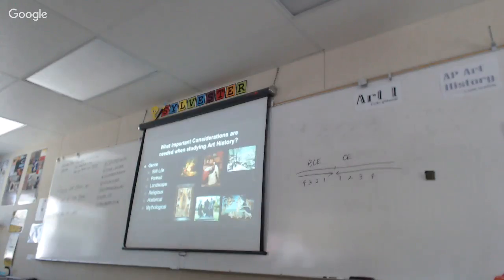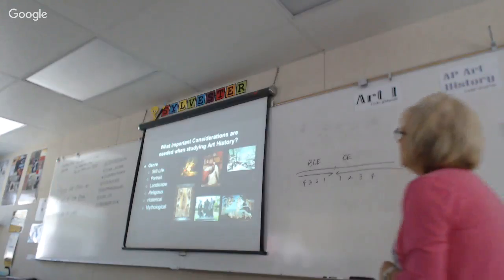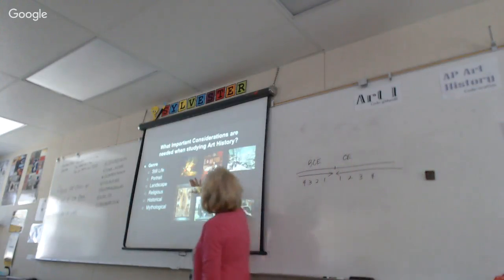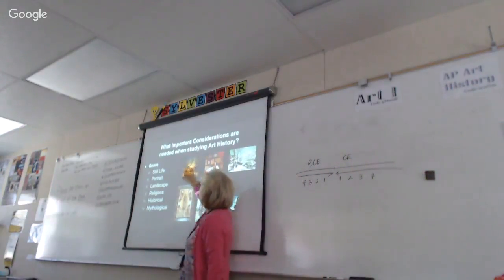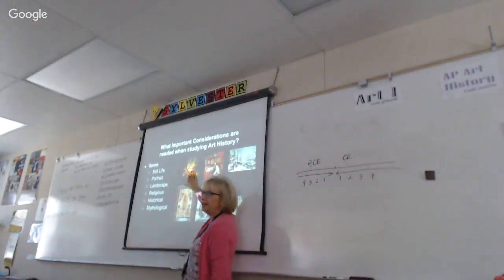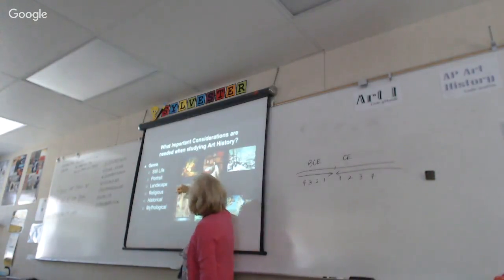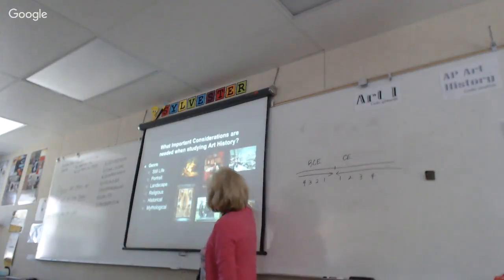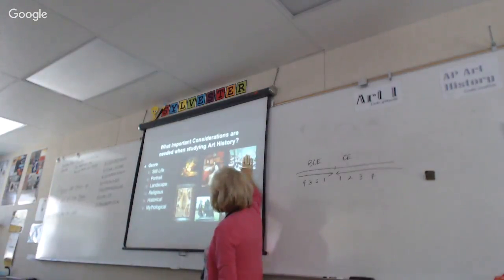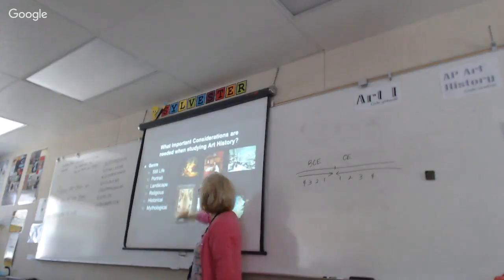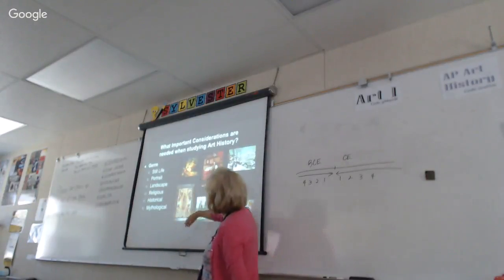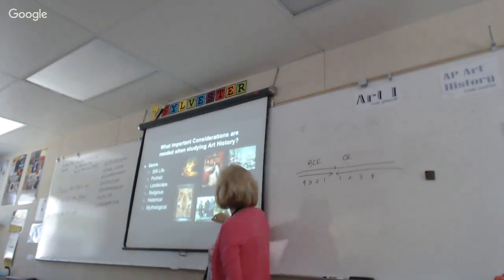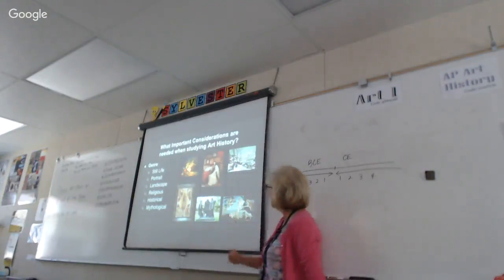So, okay. We also need to think about genre. So we've got here a still life. It means it's inanimate objects or dead animals. Then we have portraits. We've got landscapes. We've got religious. This is the, Guadalupe, I'm blanking on her. And then the historical, and then the mythological, which is Venus being born.